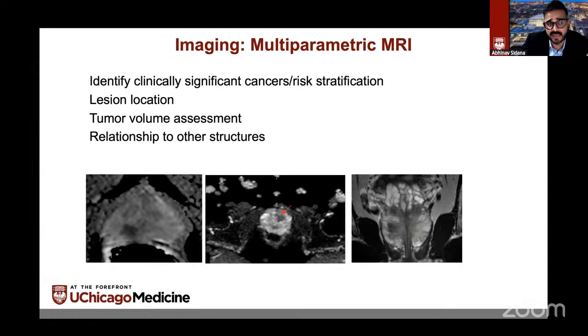MRI helps in locating lesions. It helps in determining the tumor volume. Even though the tumor volume is a slight underestimation compared with the actual tumor volume on pathology slides, at least it's a good starting point and helps in treatment planning. In addition, MRI also helps in detection of secondary lesions, which can be accommodated during focal treatment planning, and also provides relationships with other structures, which is very essential in preserving genitourinary function.